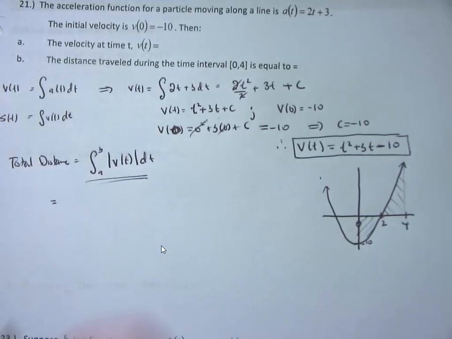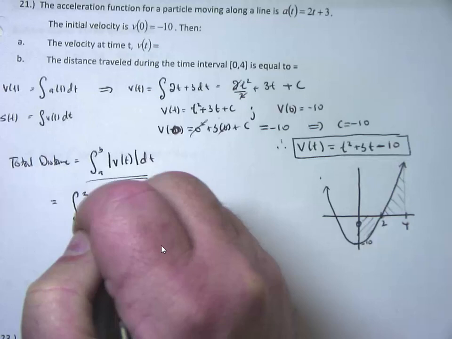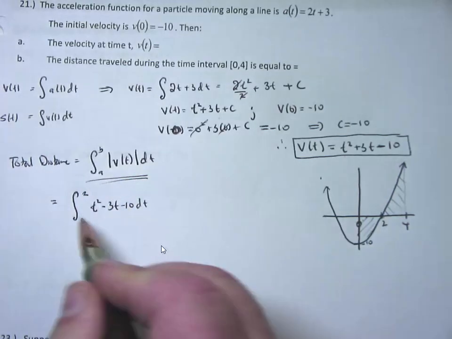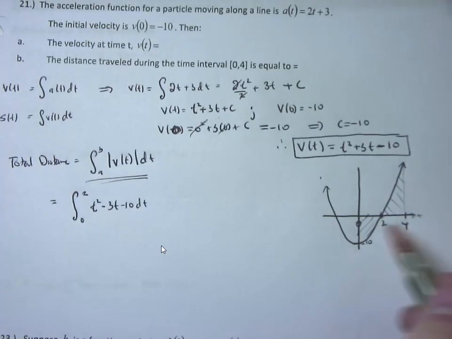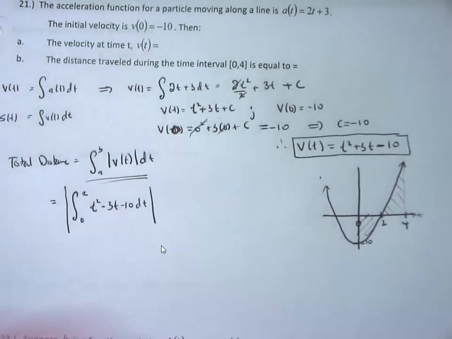So this would be equal to the integral between 0 and 2 of my velocity function, t squared plus 3t minus 10 dt. But when I integrate from 0 to 2, what kind of answer am I going to get? Being it's below the x-axis, what kind of area, what kind of answer? It's negative, so you really want the absolute value to show up here.